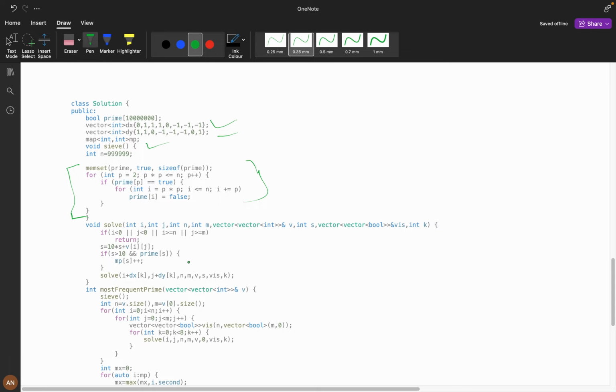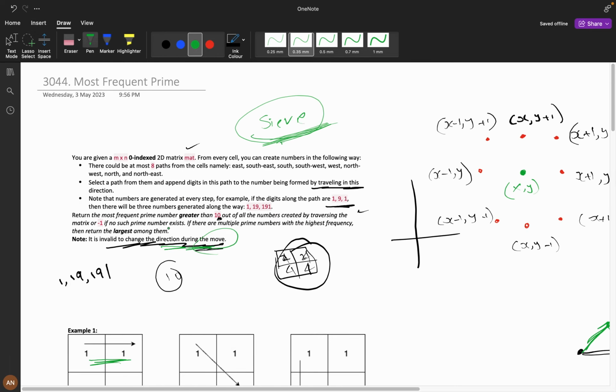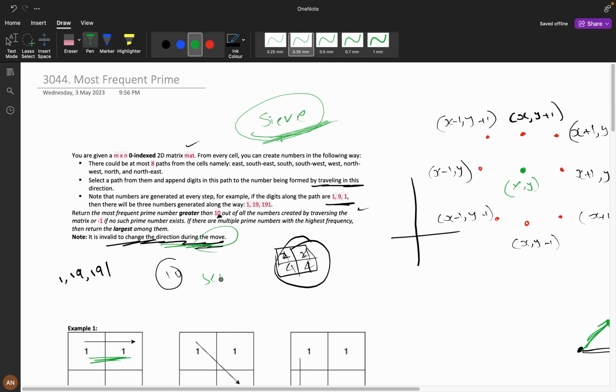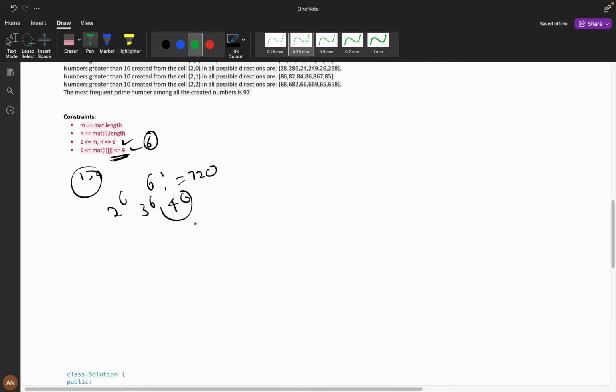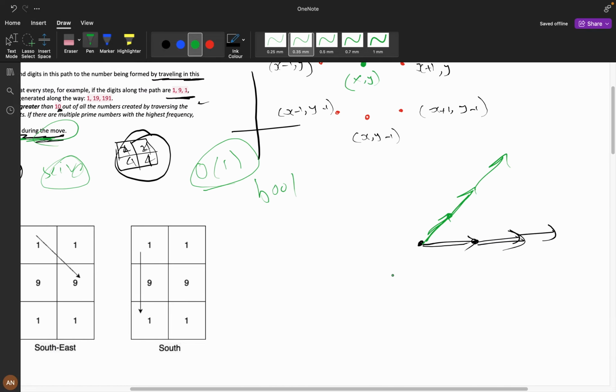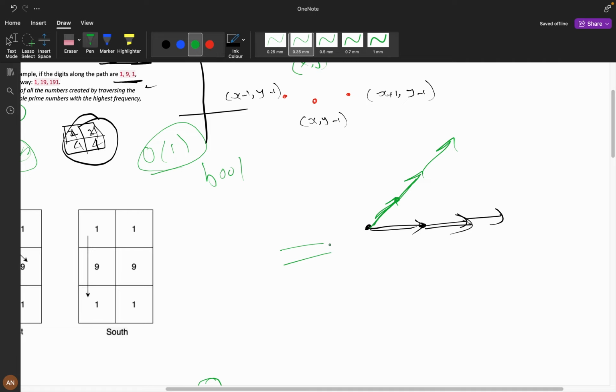Now let's see, after getting the Sieve, after calculating the primes, you'll get to know whether the number is a prime or not in order of 1, because we are using boolean and we are keeping true or false, so it will be like order of 1. Now for every move we will iterate 2 loops.